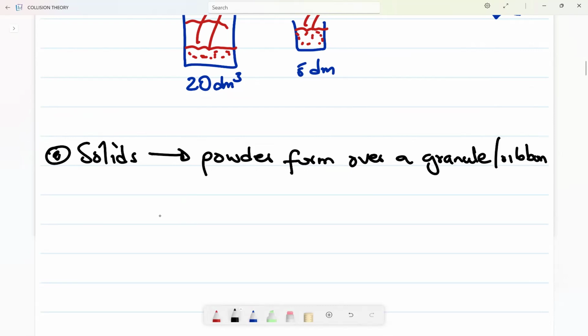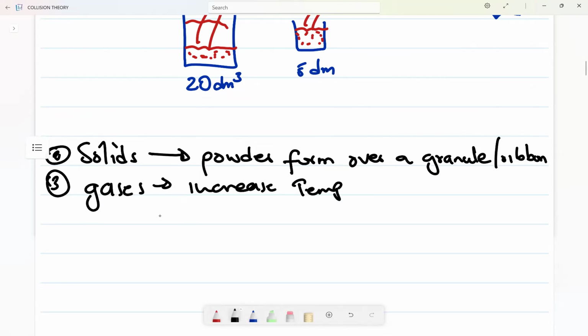The temperature: you can increase the temperature when you talk about gases. When you talk about gases, what you can do is increase the temperature. And as we increase the temperature like that, it means now we are increasing the what?